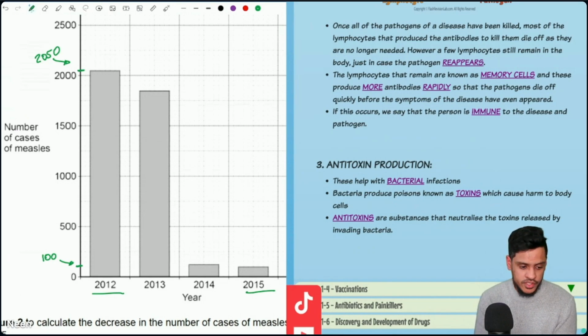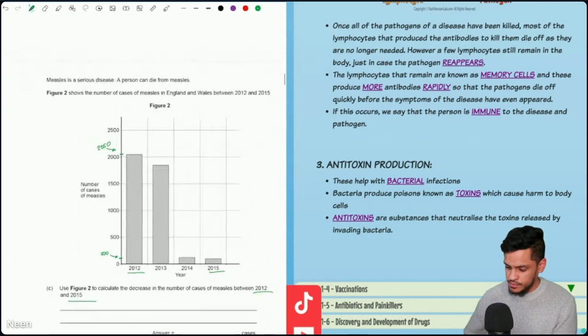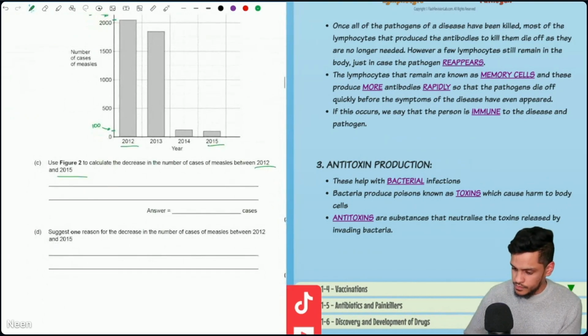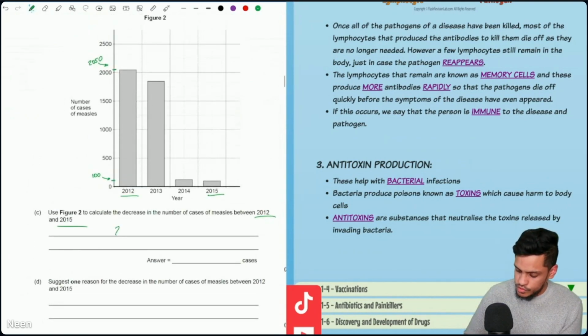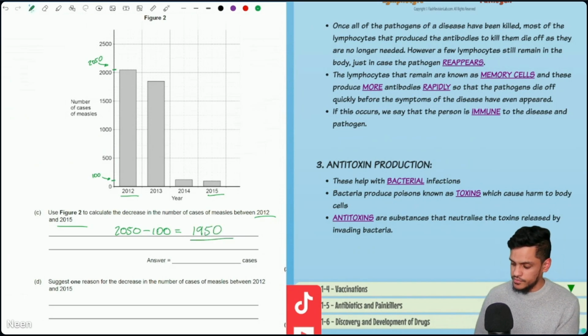So you want to work out the change. So you just want to minus the 2. 2050 minus 100. Work that out. That will give you 1950. That's the answer for that one. I hope that makes sense.